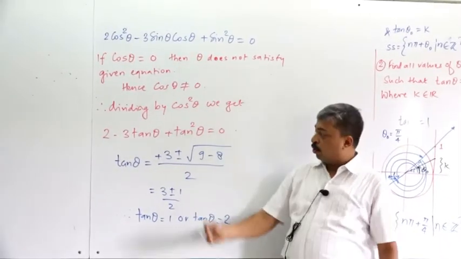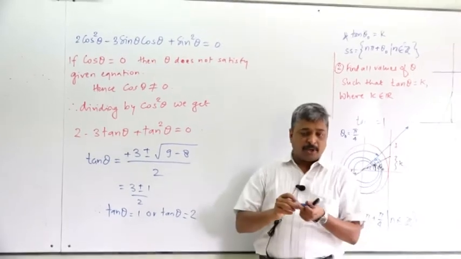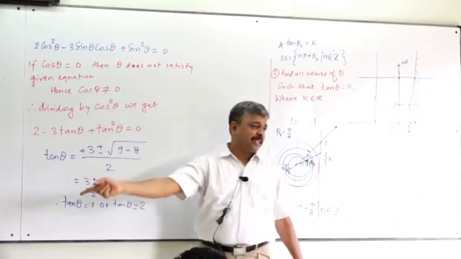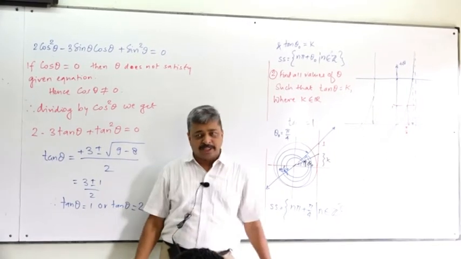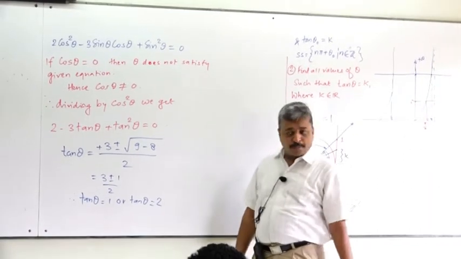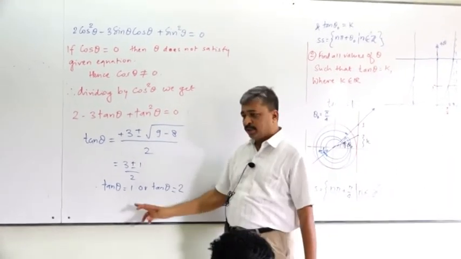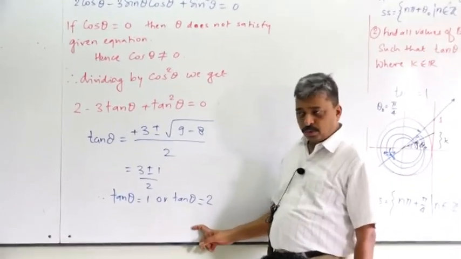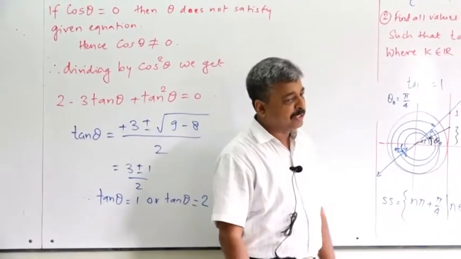Understood? So why have we done those three cases? Because after solving a trigonometric equation, we will arrive at those three cases. And then the standard solution sets should be known to us, which we will write and complete. So the union of the solution sets for tan theta equal to 1 and tan theta equal to 2 is the complete correct final answer.